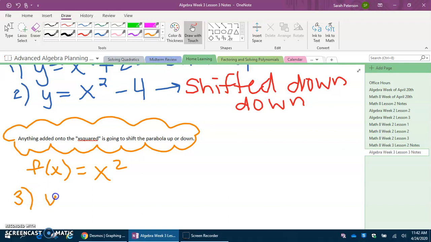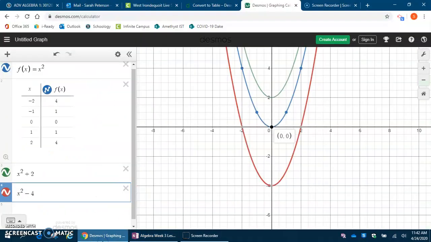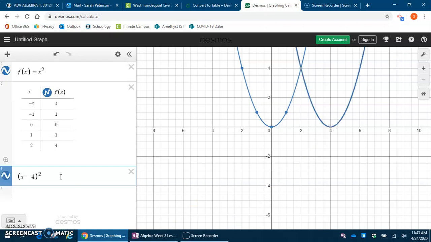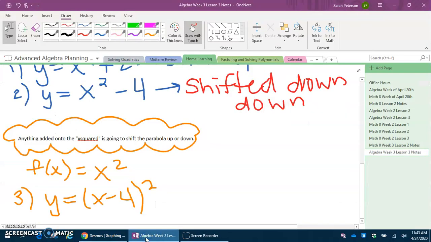I do y equals (x minus 4) squared. So if you look, now that negative 4 is inside the parentheses with the squared, let's see what happens. If you have a prediction, that would be great, if you just want to think about it in your head. So if I type this into Desmos, oh look, it shifted to the right, which is weird because this is negative. Okay, so this shifted right 4.